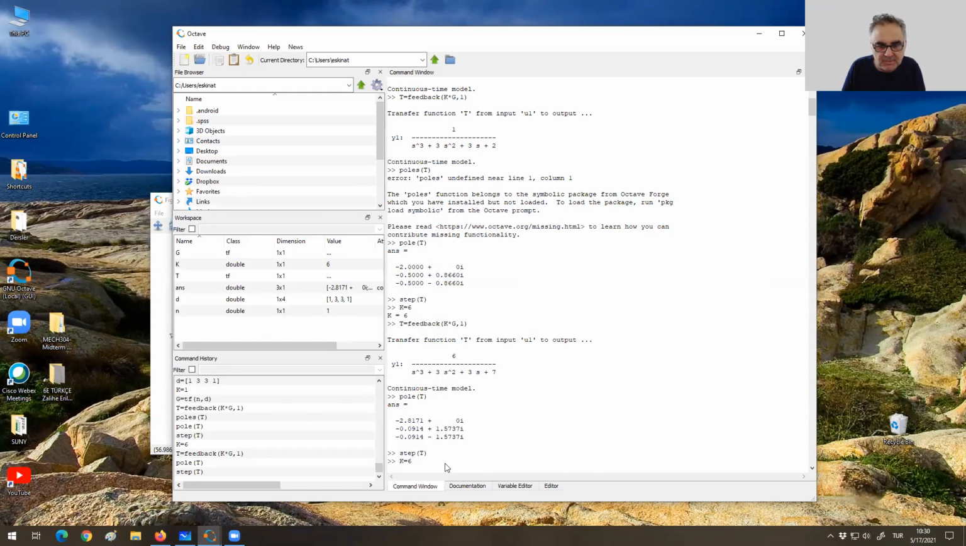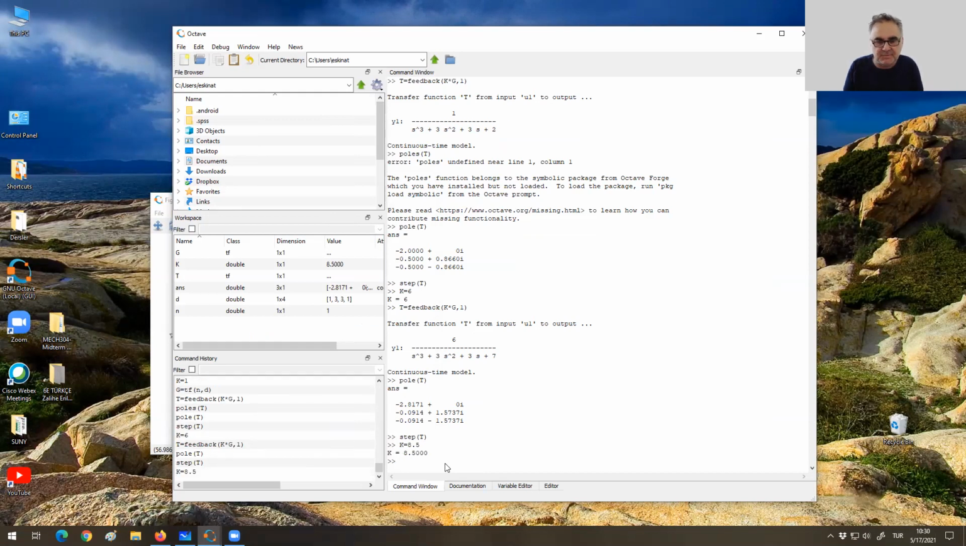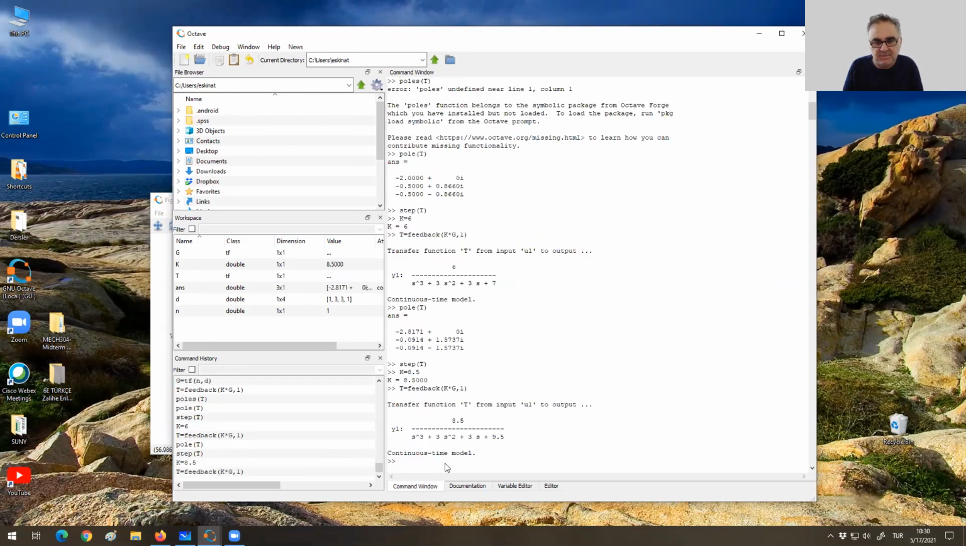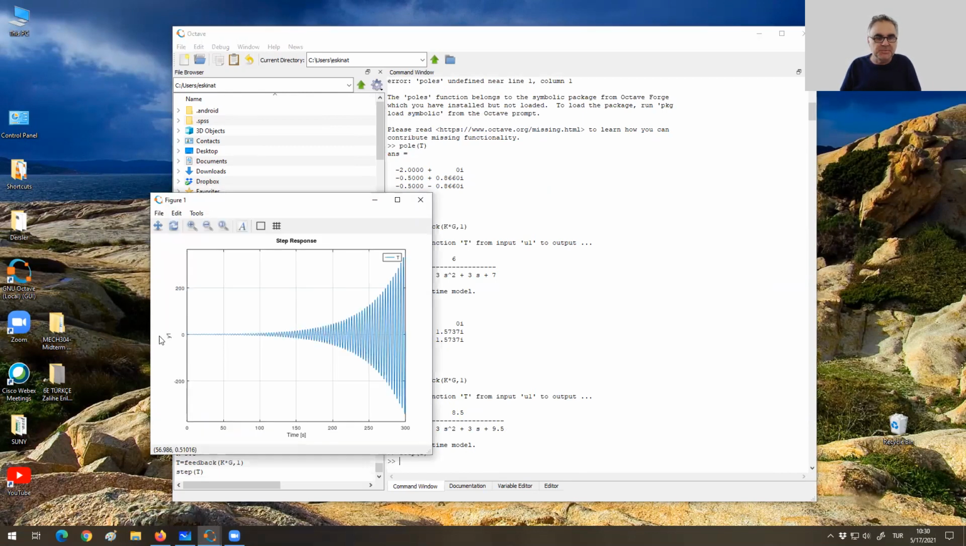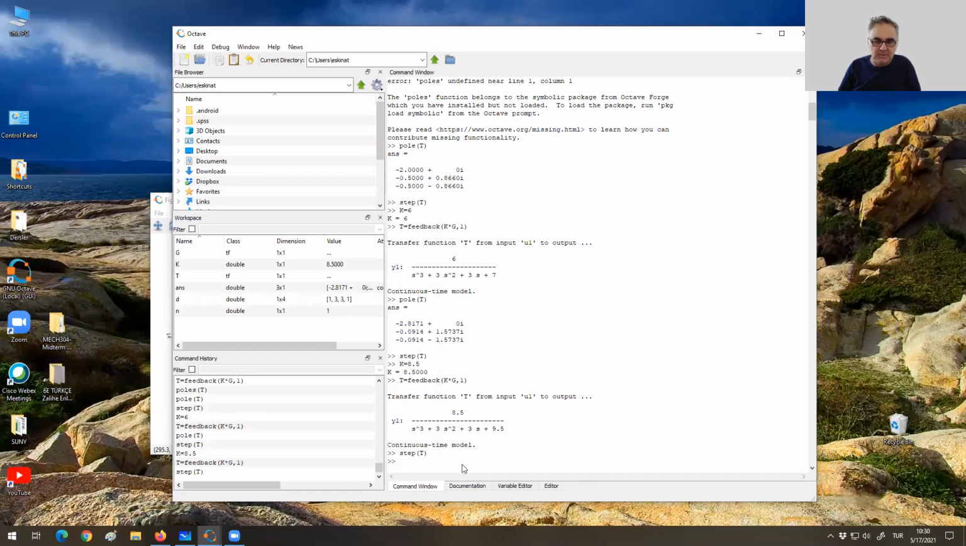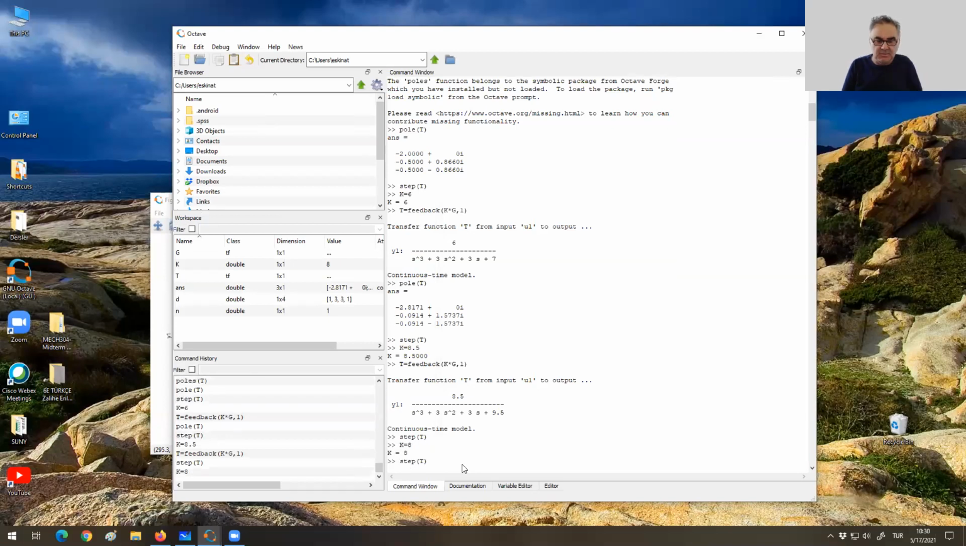Then I'll just make K equal to 8. Well, it shouldn't be greater than 8, but let's make it 8.5, let's say. In this case, the closed loop system becomes like this. And the step response of the closed loop system now becomes, as you see, unstable. Okay. This 8.5 makes the system unstable. If you make it just 8, this is the limit of stability.